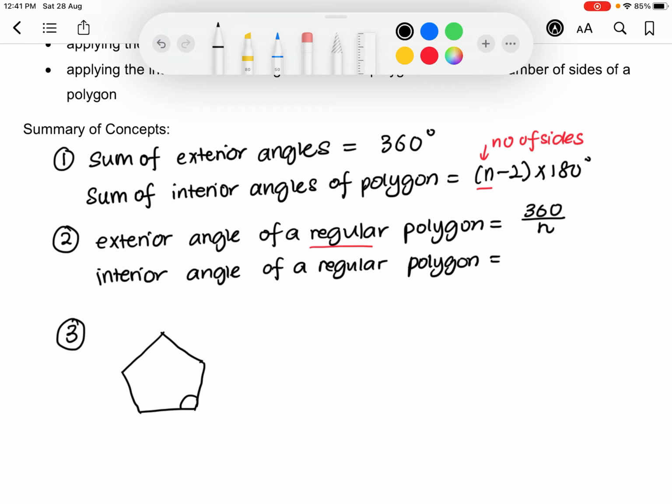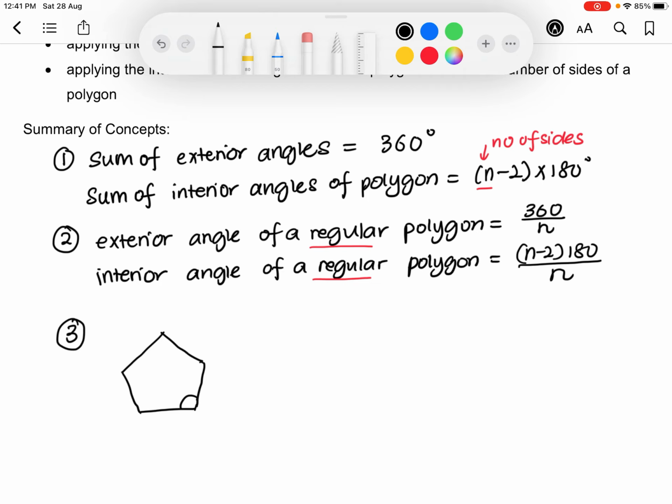Then what about the interior angle of a regular polygon? If it's a regular polygon, meaning all the sides and angles are the same. Since I know the formula for the sum is n minus 2 times 180 degrees, I just need to take this divided by n, the number of sides.